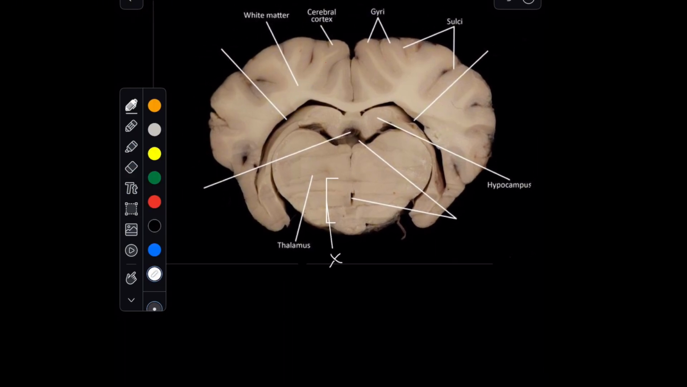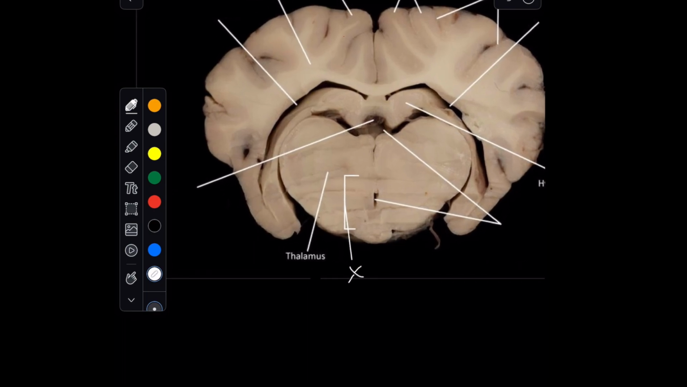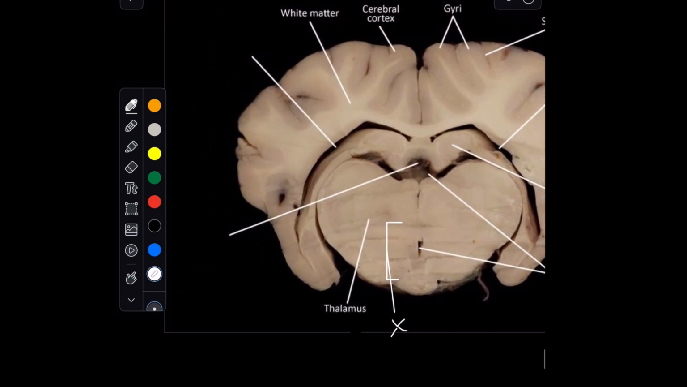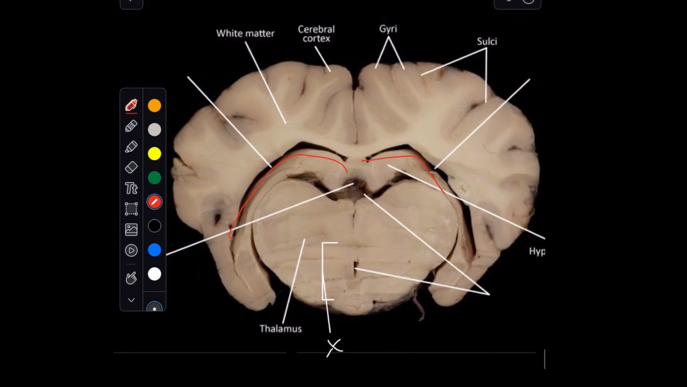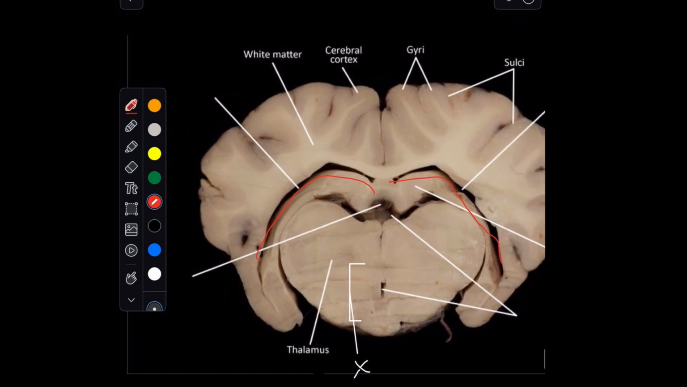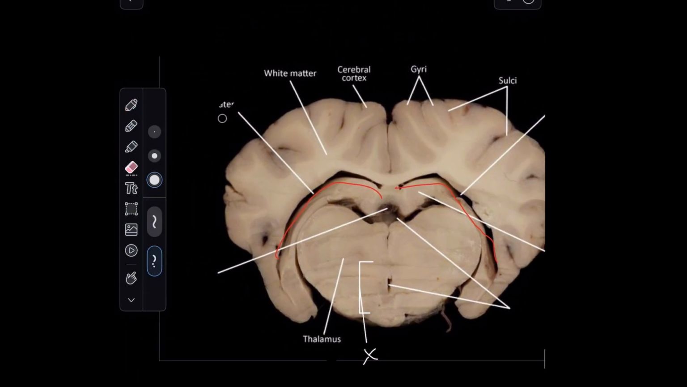Let's go over the ventricles now. So the first structure we have is the lateral ventricles. So this McDonald's sign looking ventricle is the lateral ventricle. So this side is the left side, and then this side is the right side.